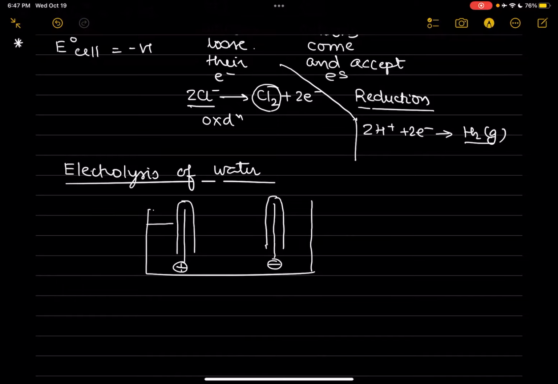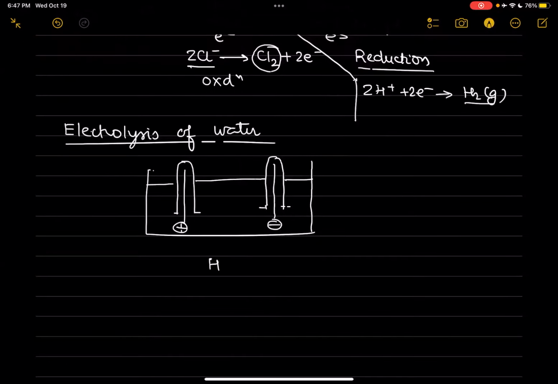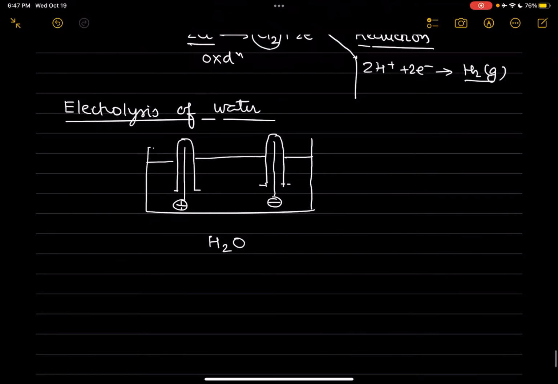These are the tubes which you have taken to collect the gases. Whatever substance you have taken, suppose you have taken water, what are the ions? H plus and OH minus. Suppose NaCl is Na plus and Cl minus and water is there. At the anode only anions will get attracted and they will lose their electrons and change to oxygen. The hydroxide ion is going to get oxidized at the anode.